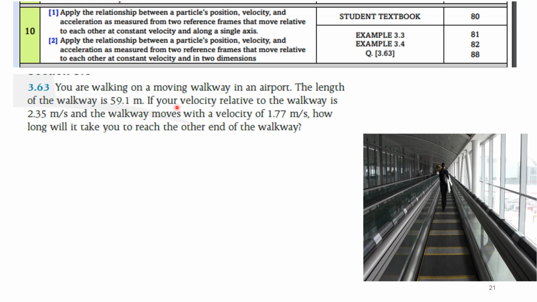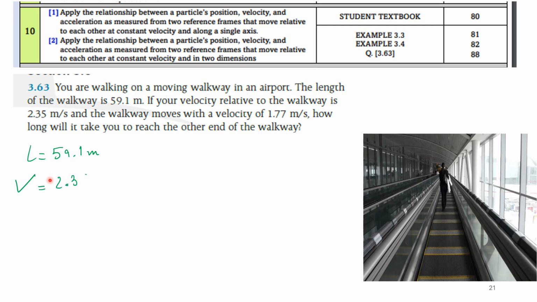You are walking on a moving walkway in the airport. The length of the walkway is 59.1 meters. If you are on the walkway and you are already moving, your velocity is 2.35 meters per second. You're already walking. And the walkway is also moving at a speed of 1.77 meters per second. So how long, again, how long means the time. How long will it take you to reach the other end of the walkway? So we are asking for the time.